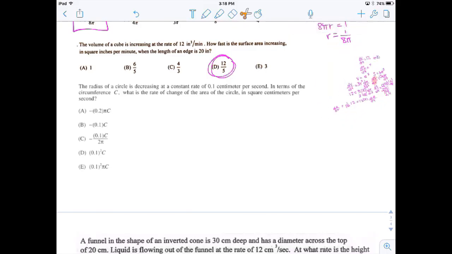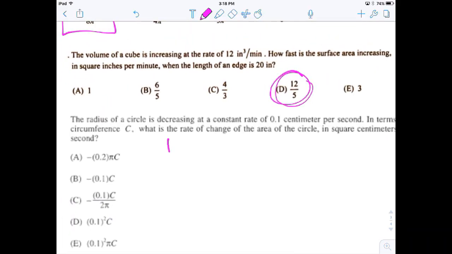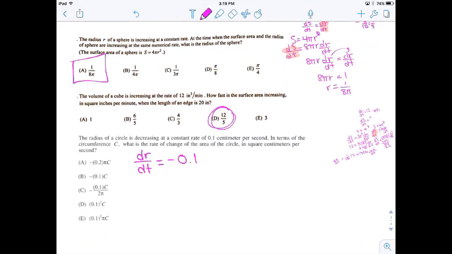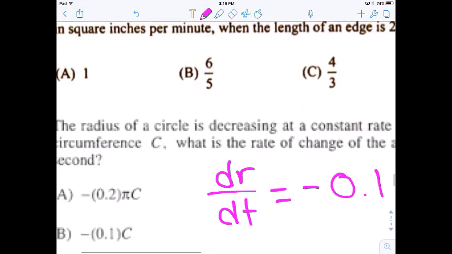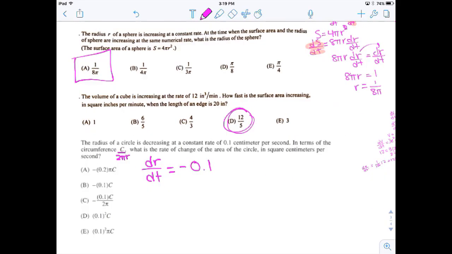We know that dr/dt is negative 0.1. In terms of circumference, and so that should make you think, okay, circumference is 2 pi r. So let's keep that in mind. What is the rate of change of area of the circle in square centimeters per second?